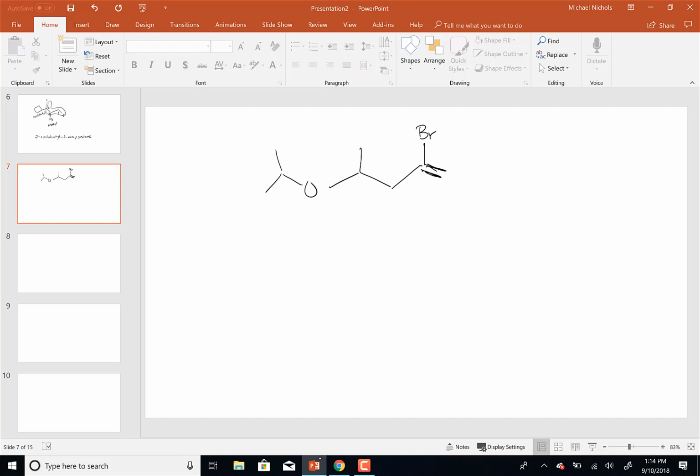Wait, I'm sorry. Could you go back? So the alkene I see. Where do you see the alkyl halide? So this is an alkene. Yeah. This is the alkyl halide. And on that chart, it's abbreviated as X. X is a halogen atom. And then this is the OR group. Okay.